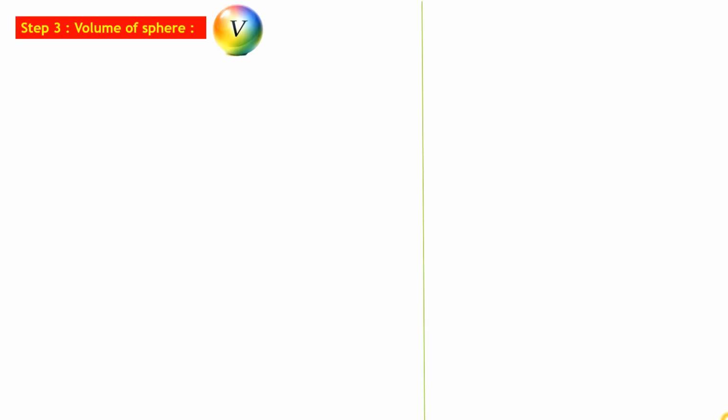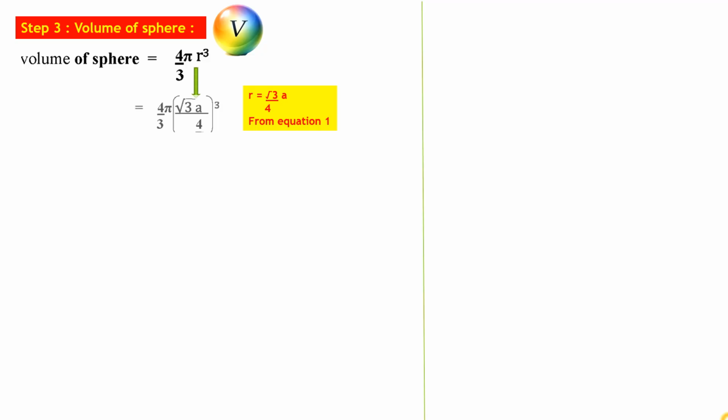Step 3. Volume of sphere. Volume of a sphere is equal to 4 by 3 pi r cubed. Now, substituting r equals root 3a by 4, we get 4 by 3 pi multiplied by bracket root 3a divided by 4 whole cube. This becomes 4 pi multiplied by root 3 cubed times a cube, divided by 3 times 64.